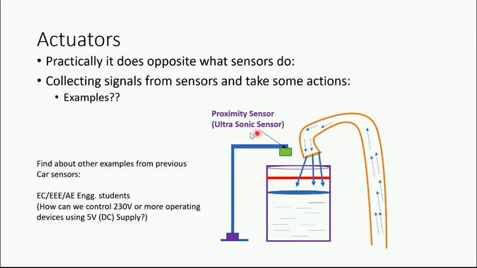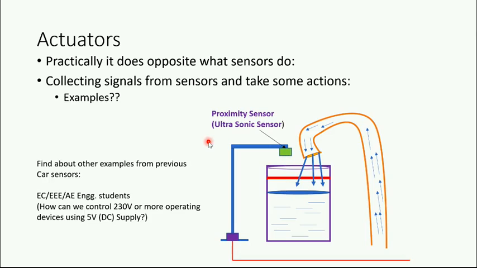So what we are doing is, a sensor is placed here. The sensor picks the water level from here. It can be a proximity sensor or ultrasonic sensor, or it can be an LVDT, linear variable differential transformer, to sense the water level.